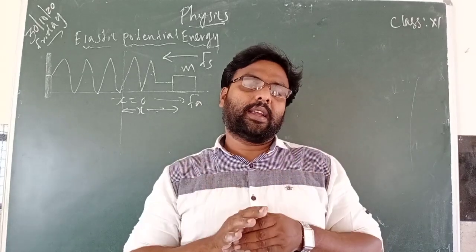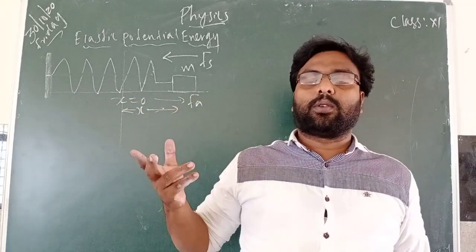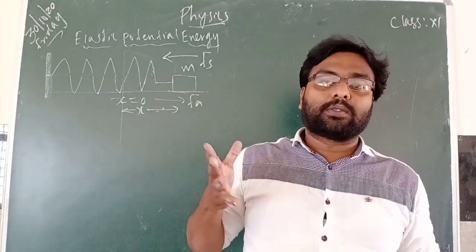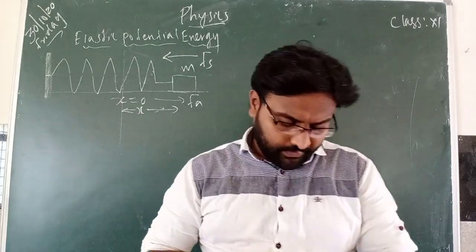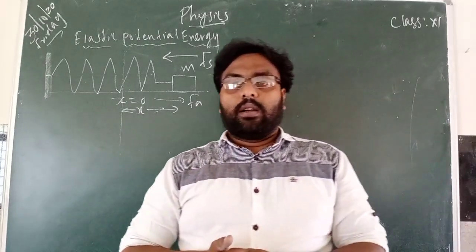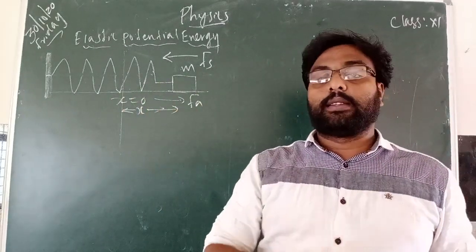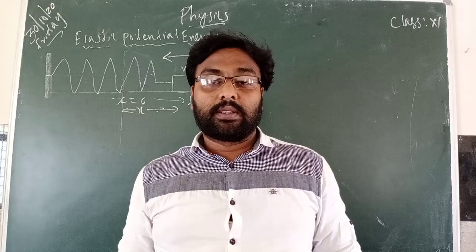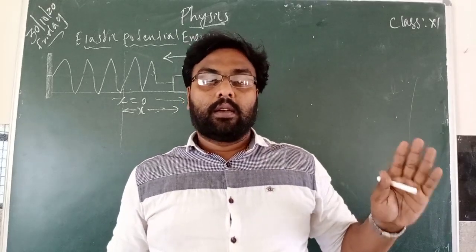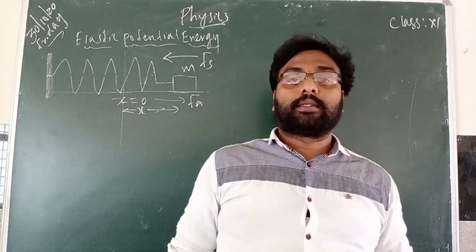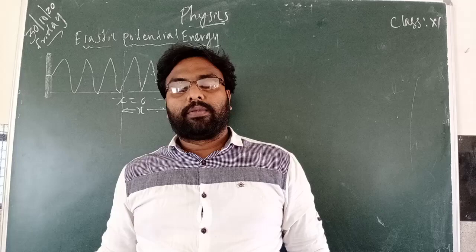So energy possessed in a rubber band, energy possessed in any stretched or compressed object, it possesses what energy? Elastic potential energy. So that is the elastic potential energy definition. Mark this definition on page number 178. This is also another 5-mark question, derivation for elastic potential energy. So first you have to write this definition.